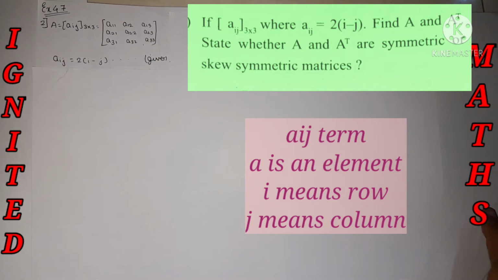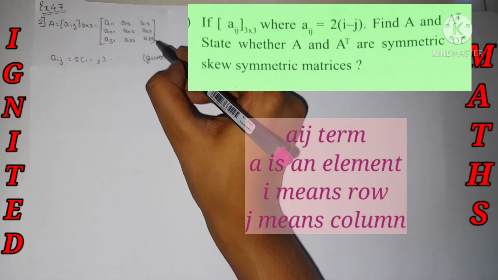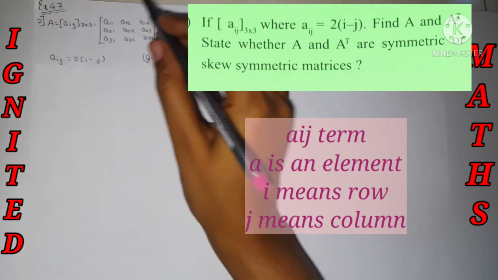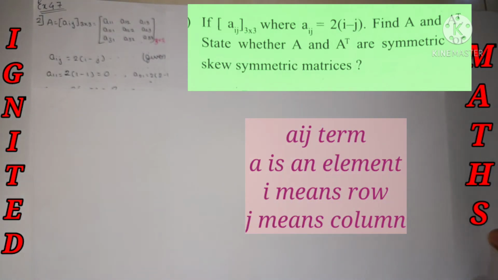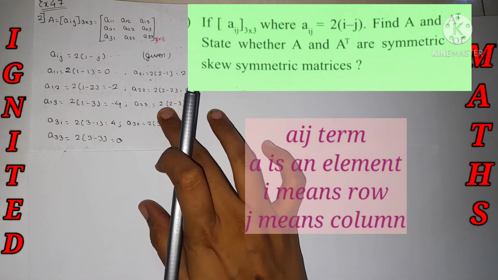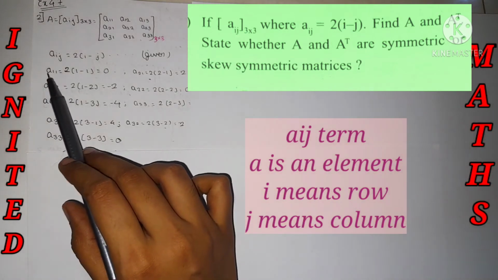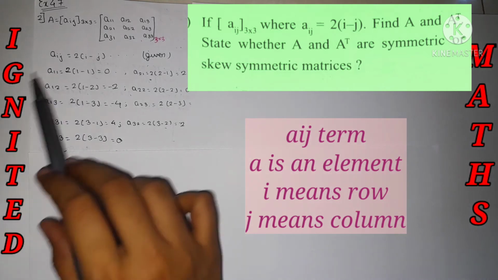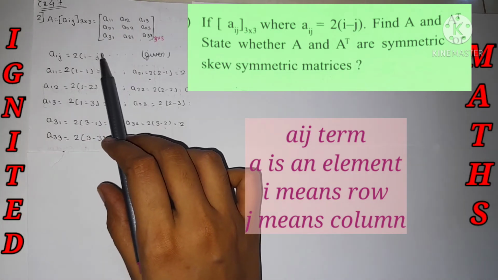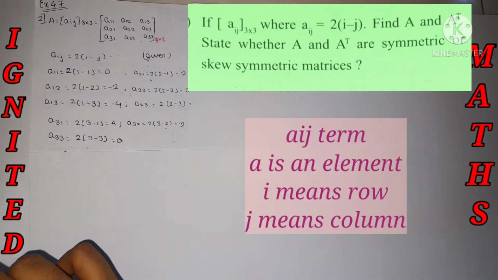Now we need to put the values of i and j according to the matrix given. Yes, it's a 3 cross 3 matrix. We need to put the values accordingly for constructing the matrix. That is, just put the values for the elements A11, A12, A13, A21, A22, A23, A31, A32 and A33. For example, A11, in which the i value is 1 and the j value is 1. Just put the values in the given term: 1 minus 1 is equal to 0. So 2 into 0 will be 0 only.